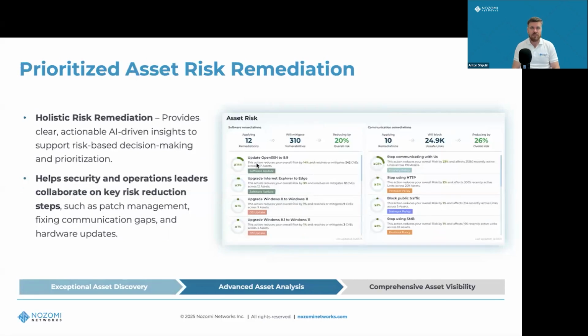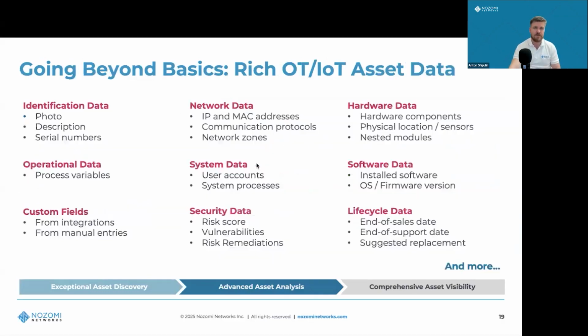And this is our asset remediation capability, designed to prioritize remediation steps. It helps security and operations leaders collaborate on key risk reduction steps such as patch management, closing communication gaps, hardware updates, and more. In that way, it ensures remediation efforts are both targeted and effective for OT environments. All of these collection and analysis capabilities enable our users to gather rich OT and IoT asset data combined with advanced analytics.